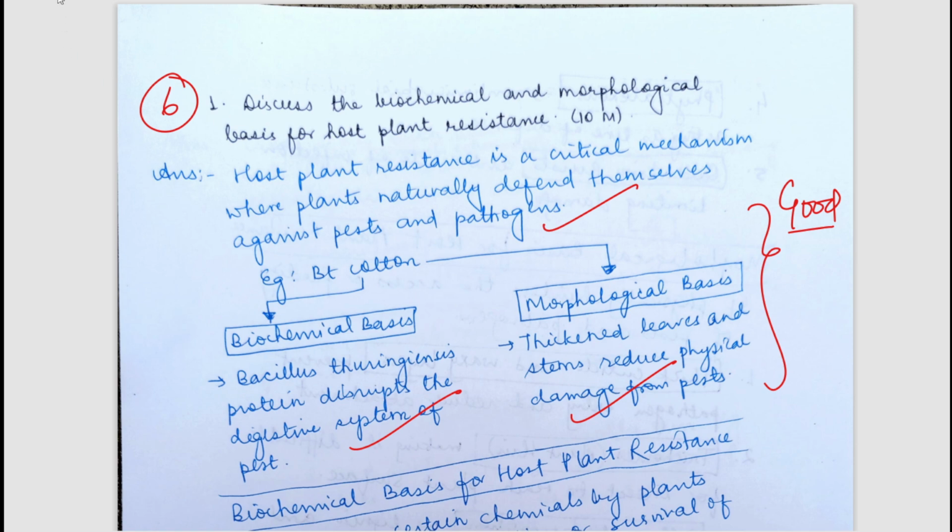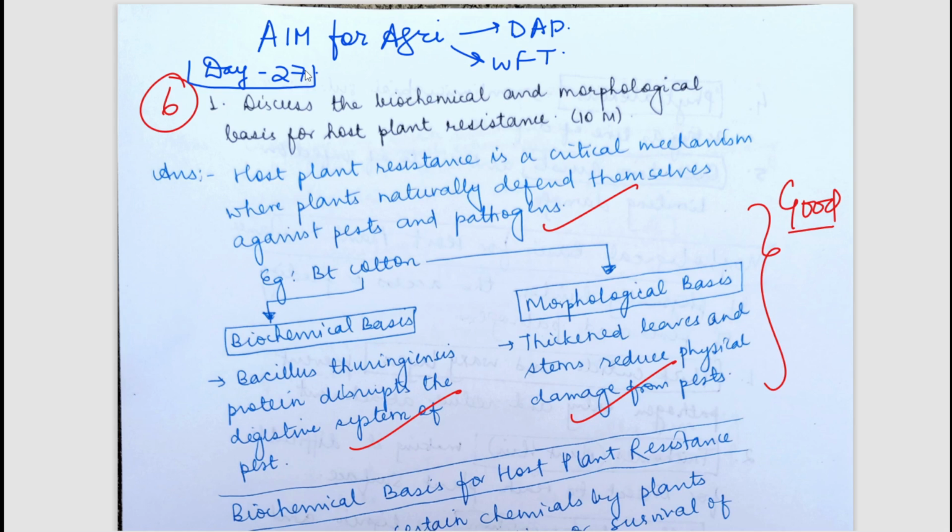So today we will be analyzing the next answer copy of our Aim for Agriculture series. You all know that we are having the Aim for Agriculture series in which we are having daily answer writing practice and weekly full tests. So today we will be discussing the answer copy of day 27, and we will see what were the questions asked and how the student has approached the answer.